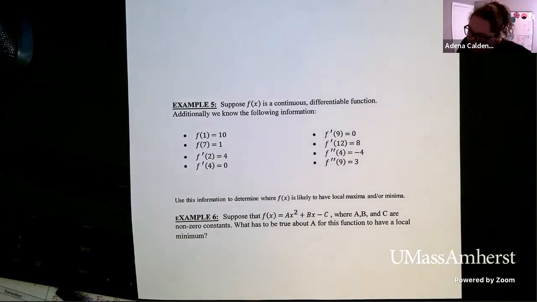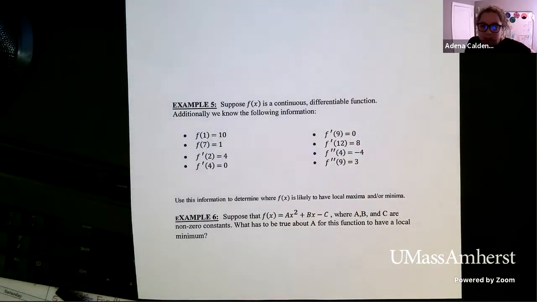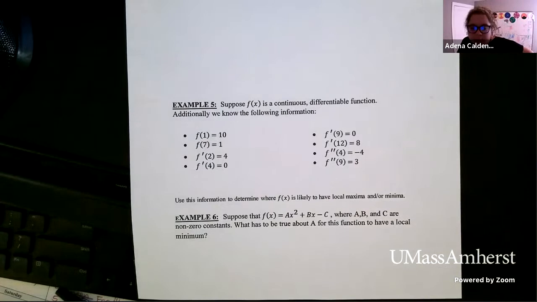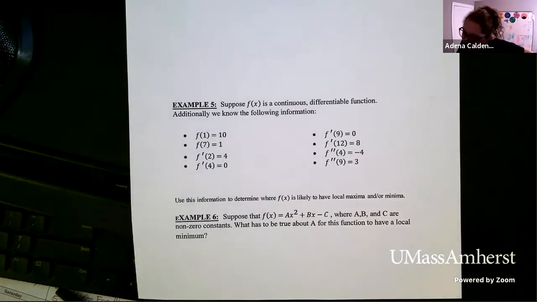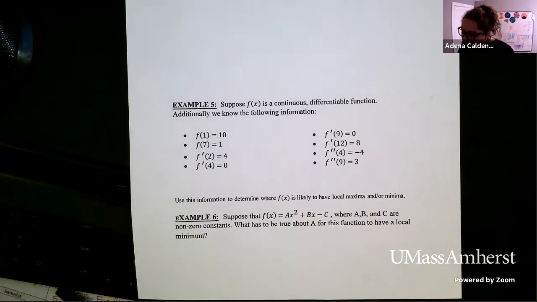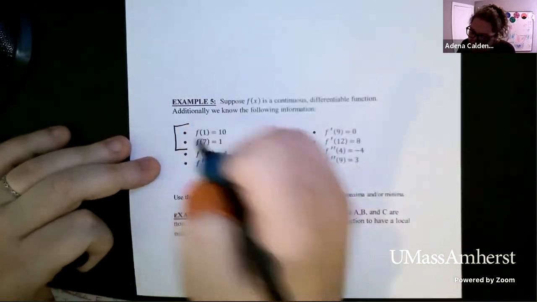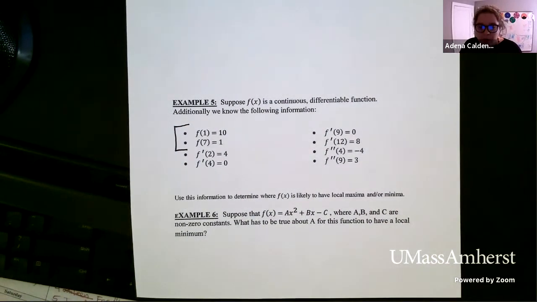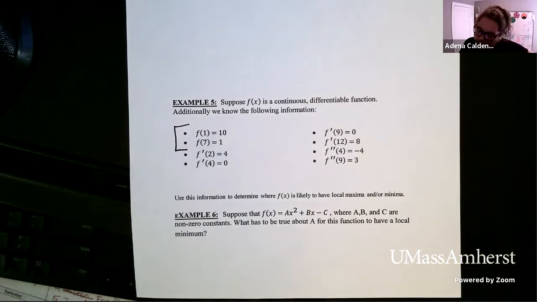So example 5 says, suppose that f of x is a continuous and differentiable function, and we know the following information. So we have just a whole bunch of data points here, and we want to use this information to determine where f of x is likely to have a local max and a local min, okay? So here we have to figure out how to use this information, and so I kind of want to group some things together. So this is information about the original function, right? So when x is 1, y is 10. When x is 7, y is 1.